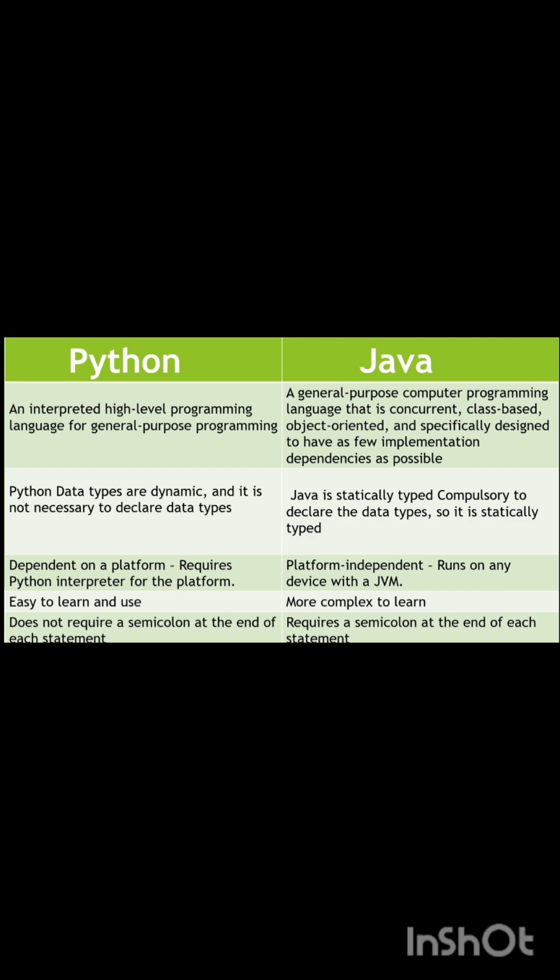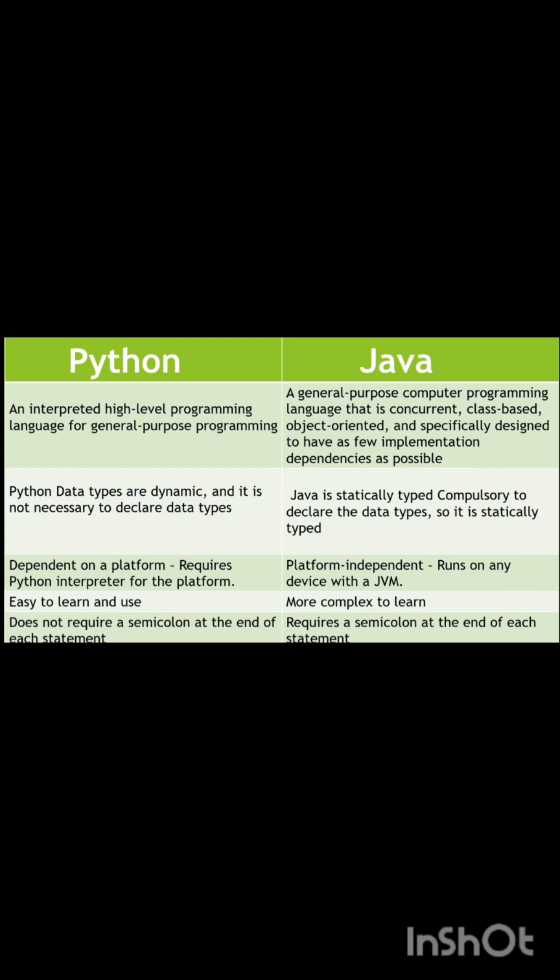And Java is also general purpose, and can be used for a wide range of applications from web development to mobile apps. It is class based, organizing code into classes and objects, and it is object oriented, following OOPs principles like inheritance and encapsulation. Few implementation dependencies means it is designed to be platform independent, allowing Java code to run on any device that has a JVM, Java Virtual Machine.